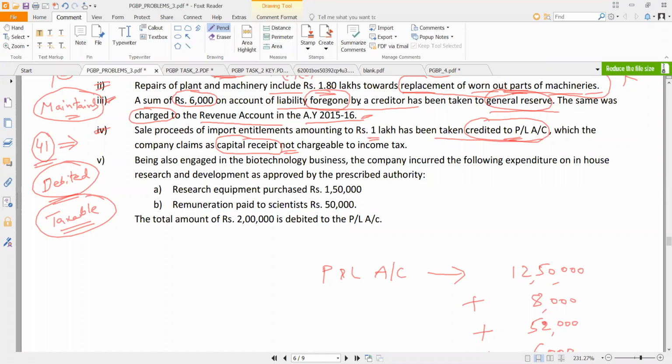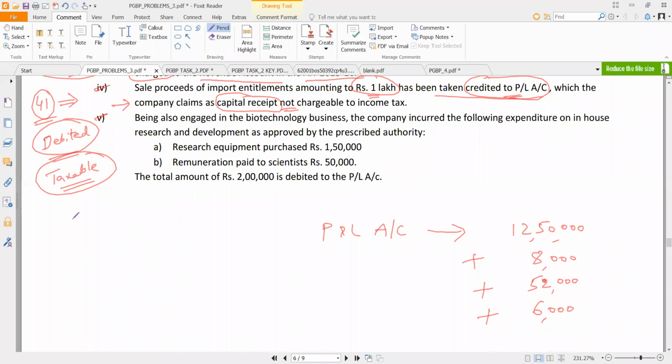Fine. It is taxable. Import entitlements are taxable under PGBP. So they have credited it to P&L, which is fantastic. After that, whatever the other things mentioned, those are all useless. Whatever is supposed to be done, they already did. Nothing to be adjusted there.